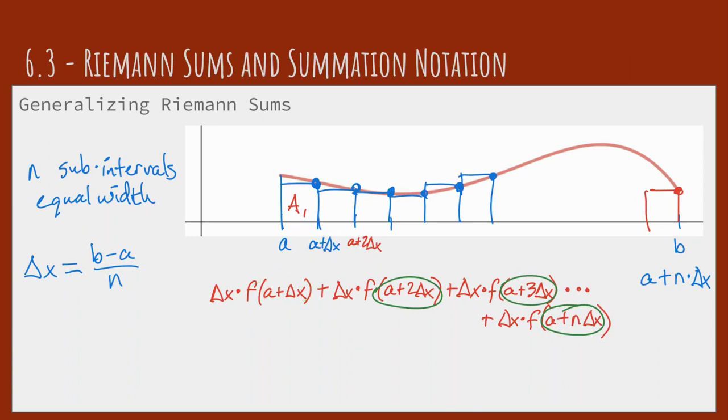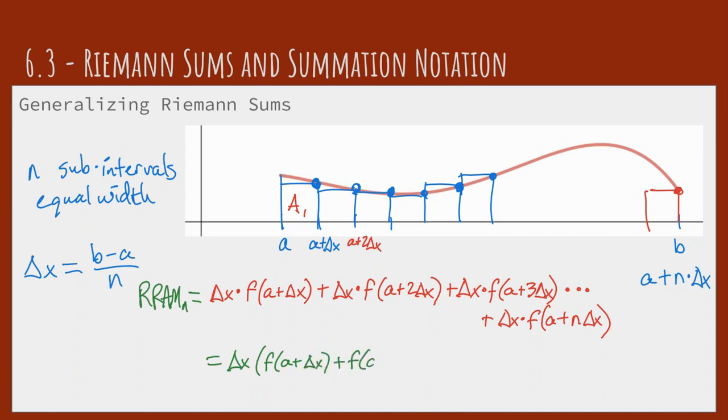So what I can do now is a couple of things algebraically. One is I can factor out that delta x. Let me identify this here. This is RRAM n, so right rectangular approximation method with n rectangles. So we can factor out a delta x, and what's left is f of a plus delta x plus f of a plus 2 delta x plus f of a plus 3 delta x, and so on, all the way up to f of a plus n delta x.